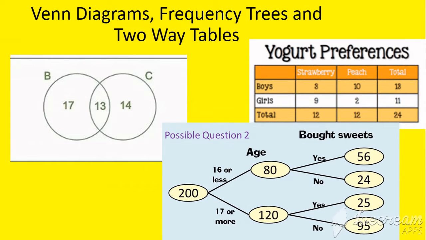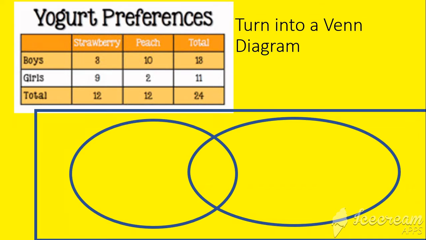The conditional probability, but there's going to be a lot of Venn diagrams, frequency trees, and two-way tables. Now, even though these three things look different, they're showing you exactly the same information. They're just showing it in different ways. And we really need to know how to go between them all, because sometimes it's easier to read off a Venn diagram than a tree diagram.